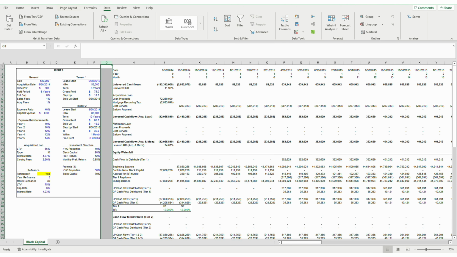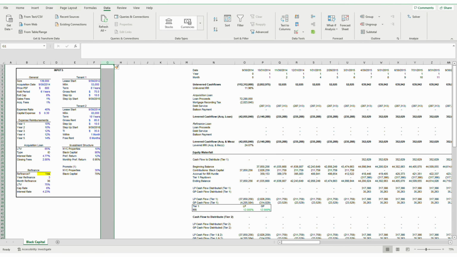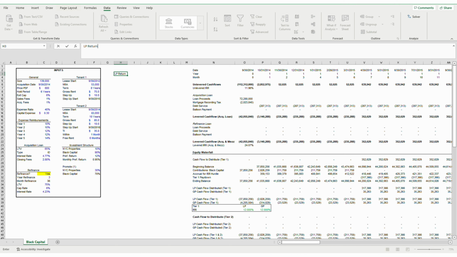Now for building these sensitivity tables. The case asks us to sensitize LTV, cap rate, and exit year. But I figured it would be helpful to take the sensitivity a step further and sensitize based on refinance decision as well.